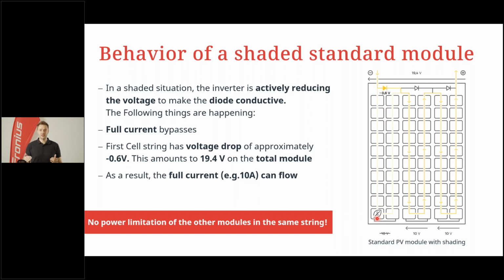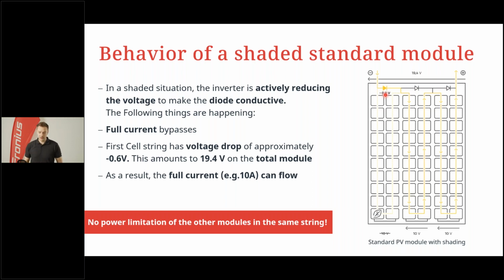Now, of course, the inverter sees, okay, there is a huge reduction in yield. We need to do something. In this situation, the inverter is actively reducing the voltage to make the bypass diode conductive. The bypass diode needs, as I said, reverse voltage, so biased voltage, basically a negative voltage on the diode, and the inverter is reducing the voltage up to the limit where there's a negative voltage at this bypass diode. As you can see here in this example, you have minus 0.6 volt at the diode, and it's getting conductive.